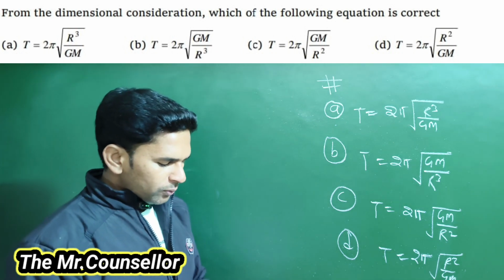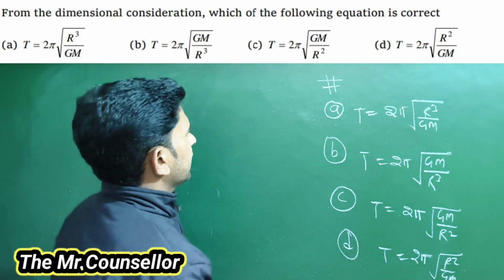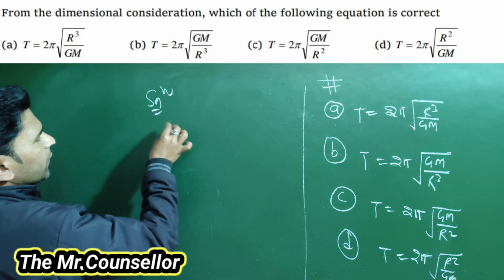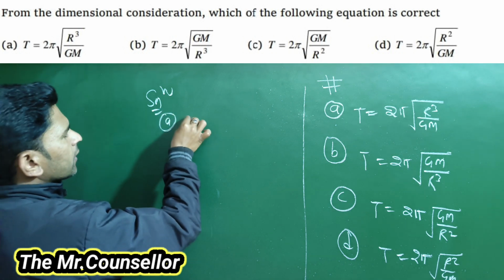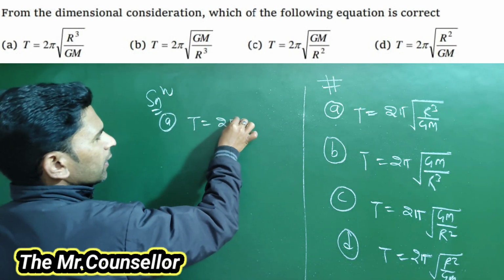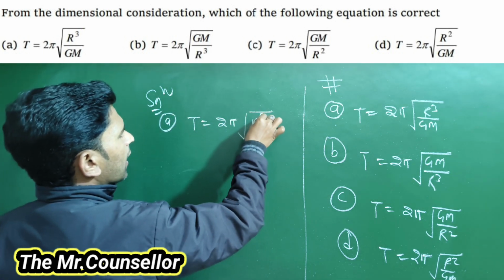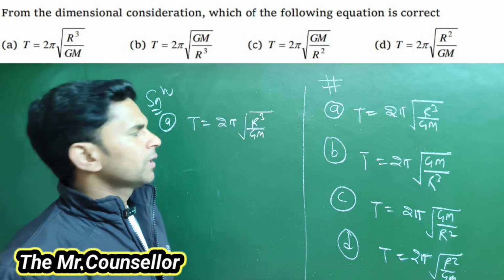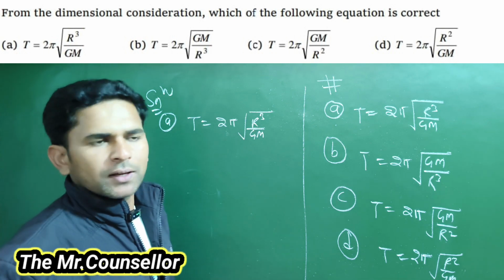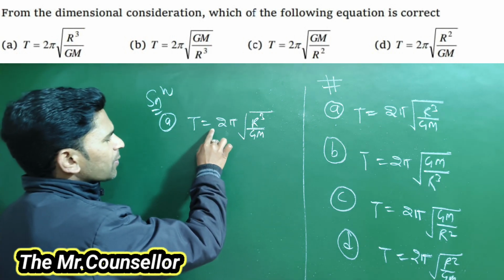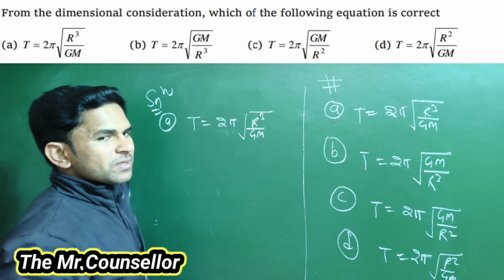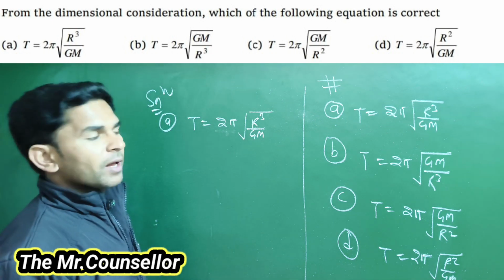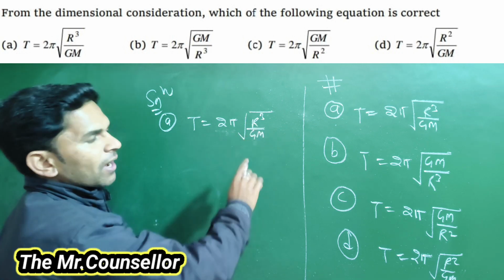Okay, so now we can check. Let us see the solution. For example, we are taking option A, T is equal to 2 pi root r cube upon GM. Is it okay or not? 2 pi is a constant. If we write the dimension of 2 pi, it is dimensionless, because this is a constant value. But here we have GM, and here we have r cube.